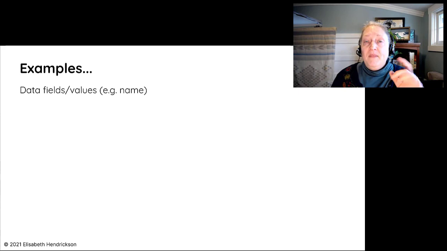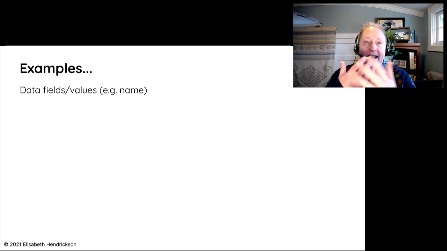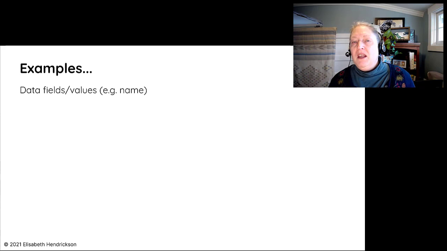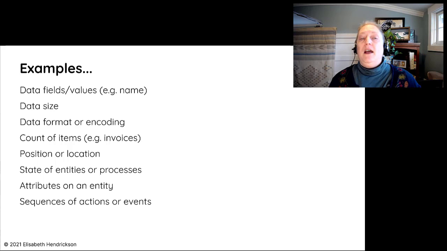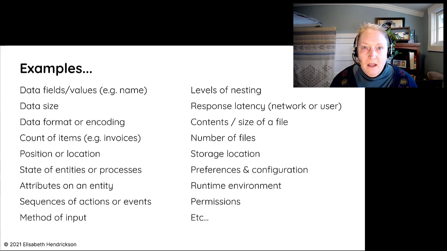Oftentimes when we're exploring software that has been created by a team with very disciplined software engineering practices, and we've got that tightly woven net, there's a good probability there's not going to be a huge amount of interesting information to be found by just changing the values of fields on a form. And certainly it's possible, but some of the more interesting variables can be things that are a little bit more subtle, like say the size of the data. You don't set this directly, you set this indirectly by using data of different sizes or different data formats, or things where you have a different count of numbers or different position or location for a thing, or a different state or different attributes or different sequences of events and method of input, and, oh, the list goes on. If you're getting the sense that it's all variables, you're right. There are a lot of variables.